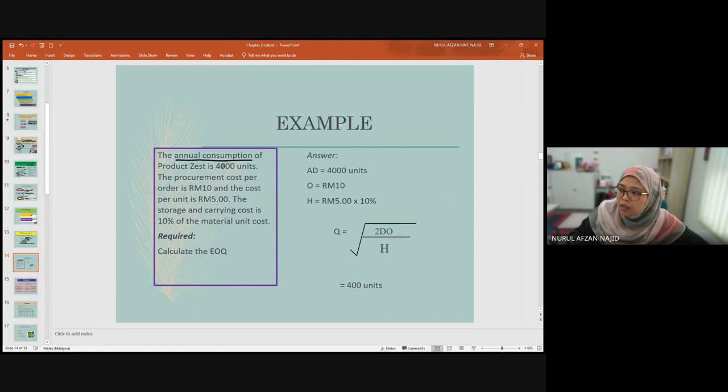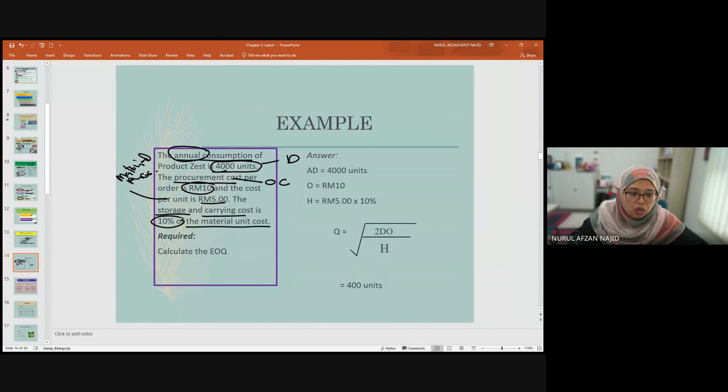So the annual consumption is 4,000 unit, meaning that this is D. Okay, dan adakah kita perlu convert 4,000 unit ke annual? Dah tak perlu sebab dia memang dalam bentuk annual. Okay. Then the procurement cost RM10. Procurement adalah ordering cost. Okay. Then the cost per unit, ni cost per unit ni adalah material pricing. Material price. Okay. Then the storage cost and carrying cost is 10% from the material unit cost.